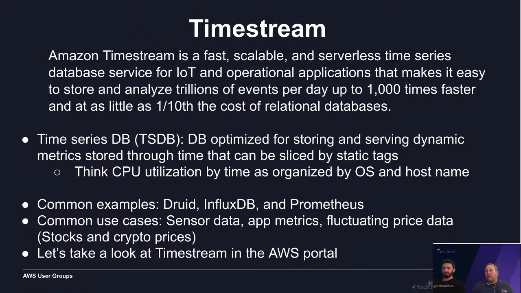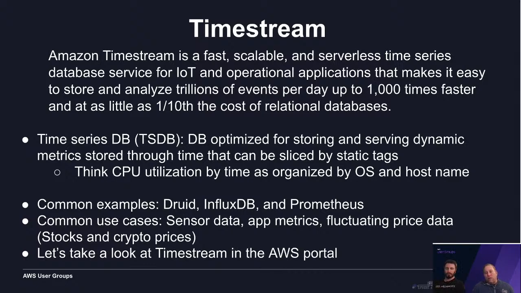And so to kind of put some definition around a time series database, optimized for dynamic metrics. For example, the price of a crypto coin changes throughout time, so that number is dynamic. That's what the definition means there. And then it can be sliced by static tags. And so as we have the price metric that can be stored for multiple coins across time, the slicing occurs by the actual crypto symbol itself. And so that's a high level intro to what is a time series database and what is Timestream itself.